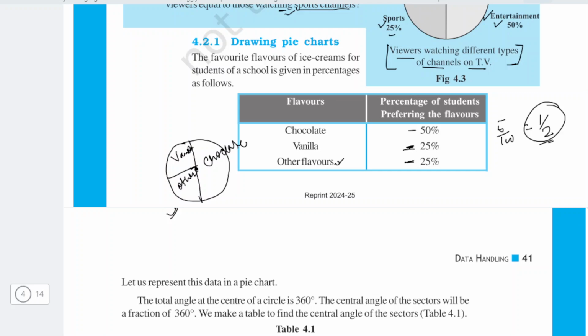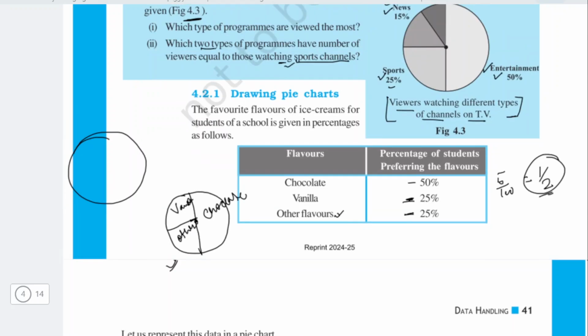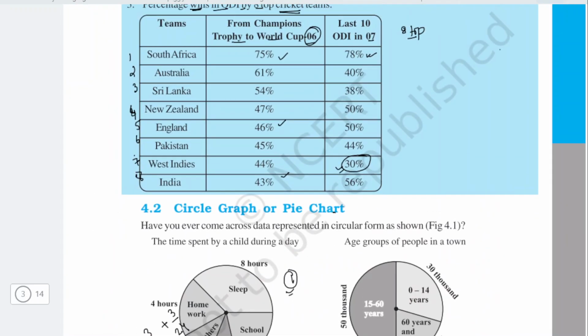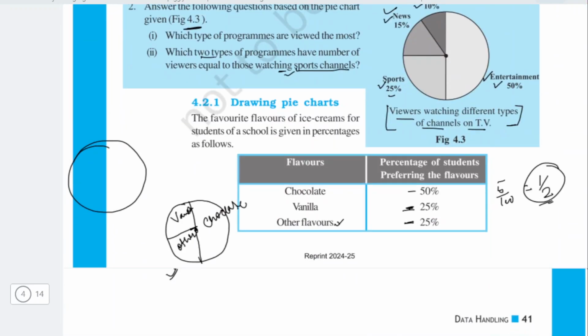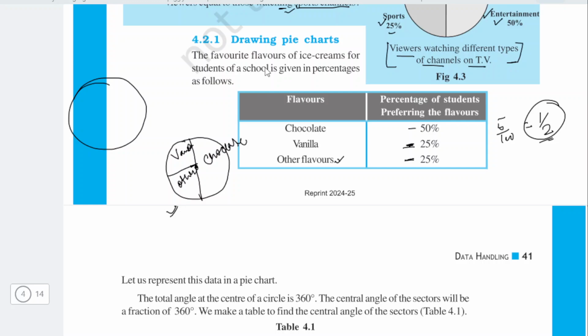So in the last lecture, we saw the example of drawing a pie chart. We just saw the example of chocolate, vanilla, and other flavors: 50% chocolate, 25% vanilla, and 25% other flavors. So we divided a circle, which is known as a pie chart, or a circle graph. We divided a pie chart to represent this data: chocolate 50%, vanilla 25%, and other flavor 25%.